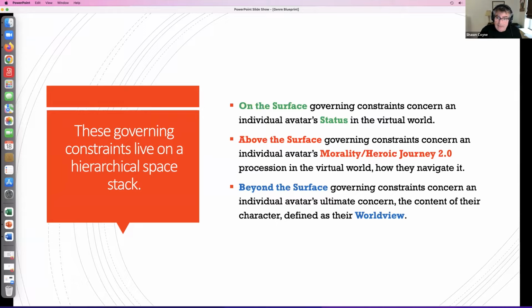Beyond the surface, governing constraints concern an individual avatar's ultimate concern, the content of their character. This is defined as their worldview. What do they believe in beyond all other concepts? What is their virtue? How virtuous are they?